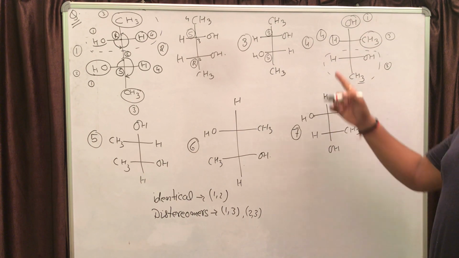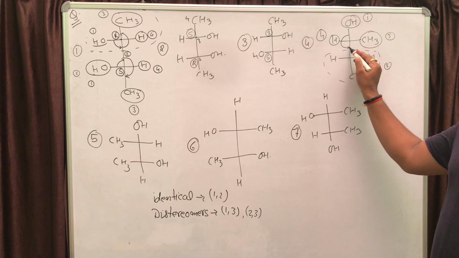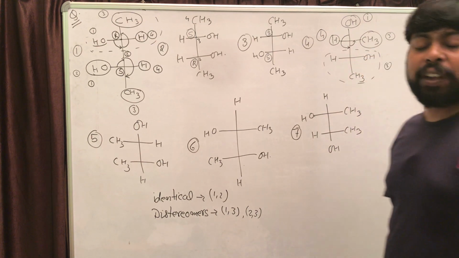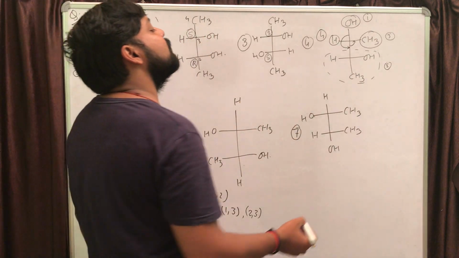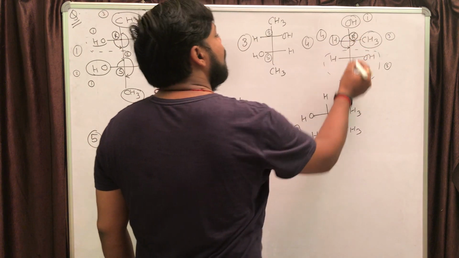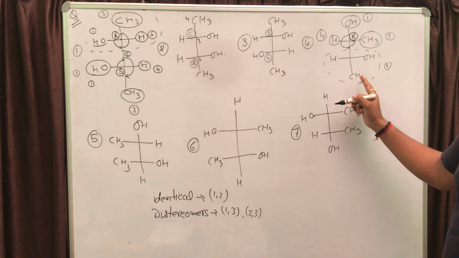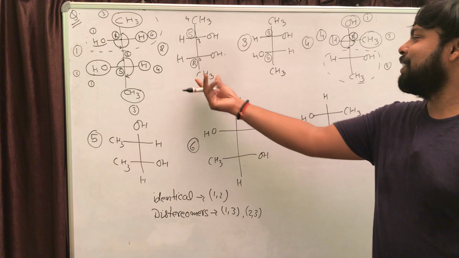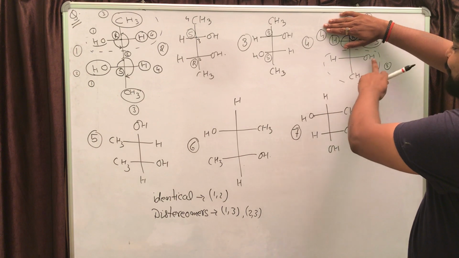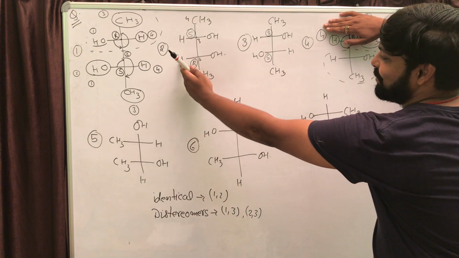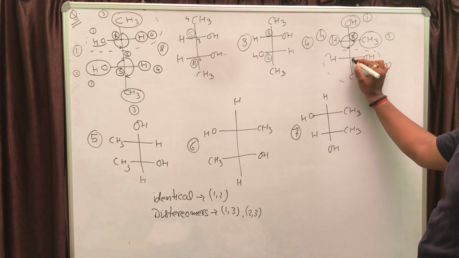Look at the position of the least priority, it is on the horizontal line. Start moving from the first priority group to the second priority group, then second to third. You are moving in anti-clockwise direction. So the configuration of this chiral carbon is going to be R, right? And the second chiral carbon, if you want to find its configuration, look at the structure, it is the same, right? Here H on the left side, OH on the right side, CH3 down side. It has R configuration, so it is also going to have R configuration.